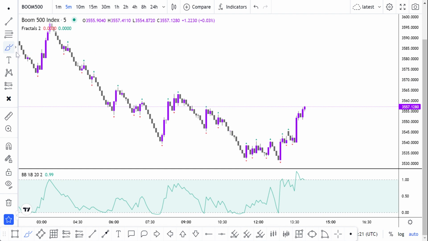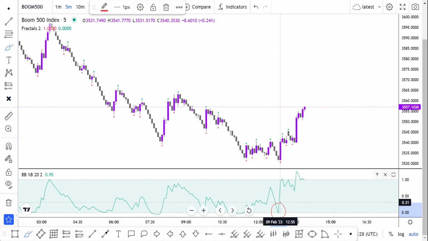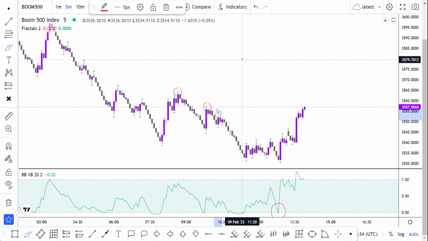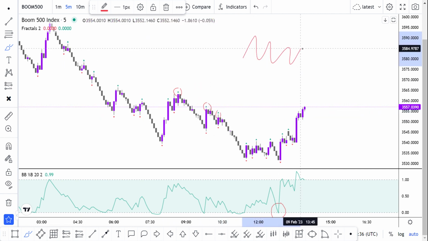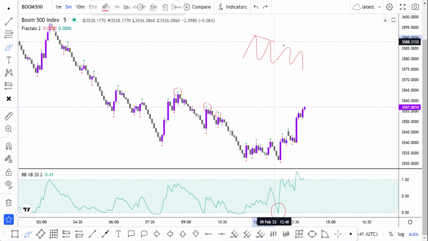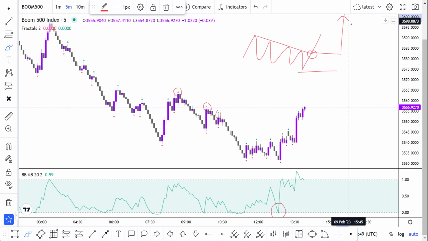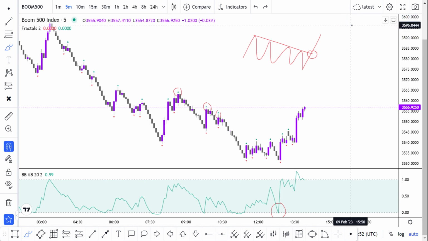Okay, so for boom pairs, we say we are buying, right? Now, the BB band gets to the what? Oversold. All you have to do is spot your fractals. They need to give you what? A diagonal. You need to see something like this towards the downside so that you can draw your trend line and then anticipate the breakout, put your stop loss beneath, and then your entry is at this point because you expect the market to move upwards.